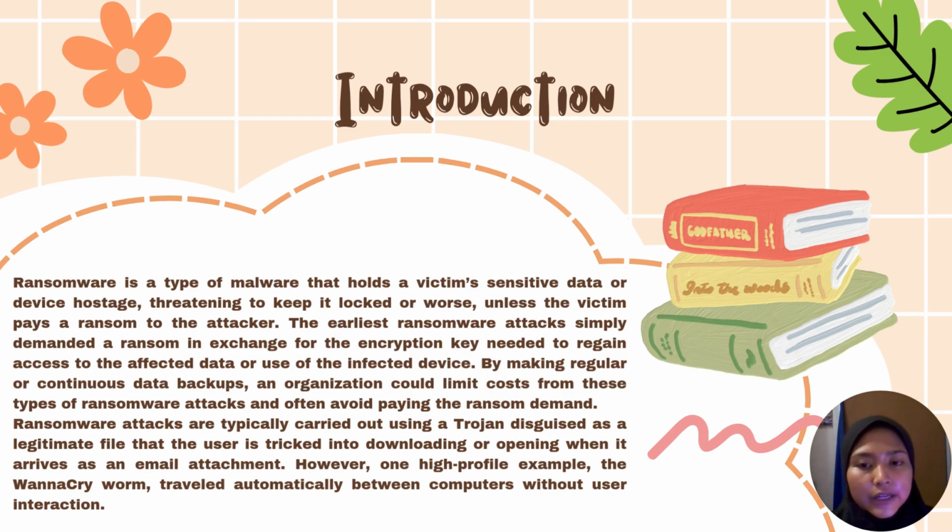First, the infection. The victim unknowingly downloads a ransomware, often by clicking a fake email attachment or a suspicious link. Then, locking data. The ransomware then locks important files or even the entire device. Lastly, a ransom demand. A message appears demanding payment, usually in cryptocurrency, to unlock the files.